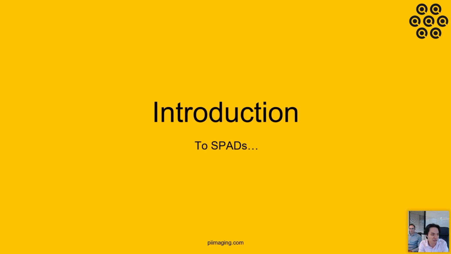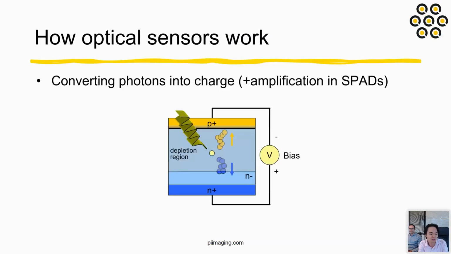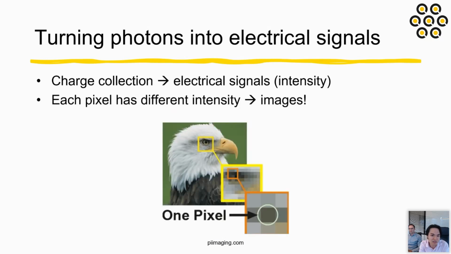So, a quick introduction to SPADs. A normal optical sensor works by converting photons into charges. By accumulating these charges, you get a different intensity in the electrical signal. Once each pixel has a different intensity, this gives you an image.